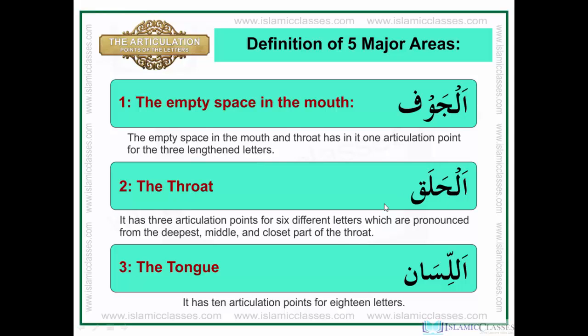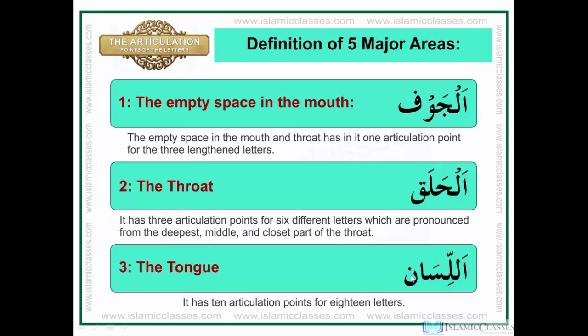The second one is al-halaq, the throat. It has three articulation points for six different letters, which are pronounced from the deepest, middle and closest part of the throat. We have divided the halaq, I mean the throat, into three categories. The first we call top of the throat, the second we call middle of the throat, and the third we call bottom of the throat. These are the three articulation points in the throat.